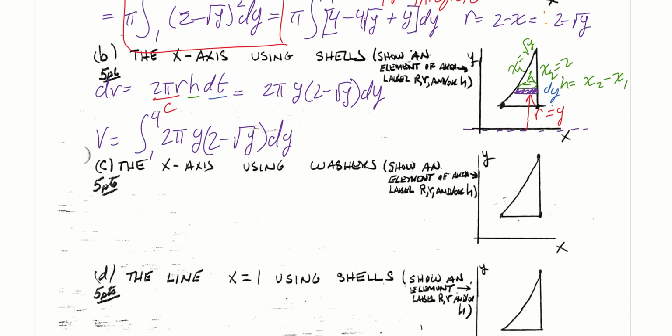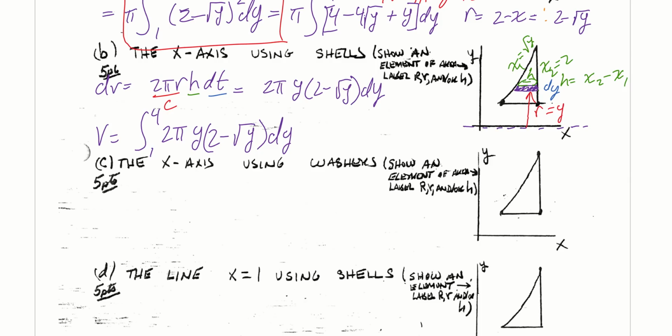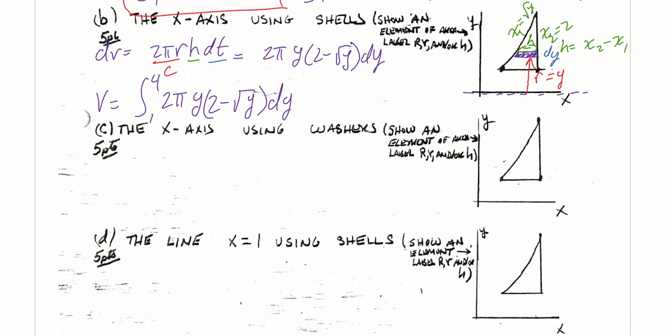All right. So now we're going to revolve this about the x-axis using washers. This is going to be the only time where we change up the dx, dy thing. Because remember, our element of area needs to be perpendicular to our axis of rotation. And the axis of rotation is x, which means our element of area needs to be a dx. So that's our element of area.